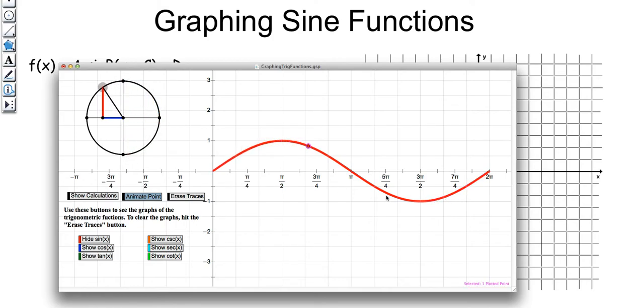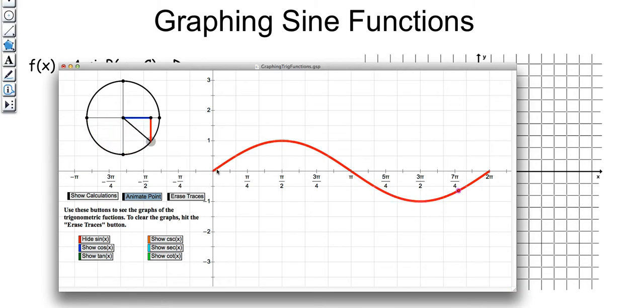And if we extended this graph, if we did more than just one period, more than just 0 to 2 pi, you would see this wave just continue on forever. But because the sine takes 2 pi radians before it repeats itself, we say that the sine graph has a period of 2 pi.